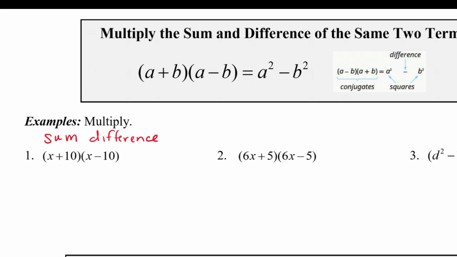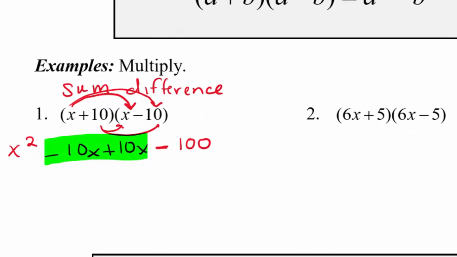So with the FOIL method, we know that we would be multiplying the first, which would be x times x, or x squared, and then we would multiply the outer terms, which would give us a negative 10x, and then we would multiply the inside terms, which would give us a positive 10x, and then we would multiply the last two terms, which would give us a negative 100. And here's what I want you to notice: when we have the sum and the difference of the same two terms, in the middle with our outer and inner products, we get the same terms but opposite. Notice how we have a negative 10x added to a positive 10x here. So those two terms are going to give us 0.